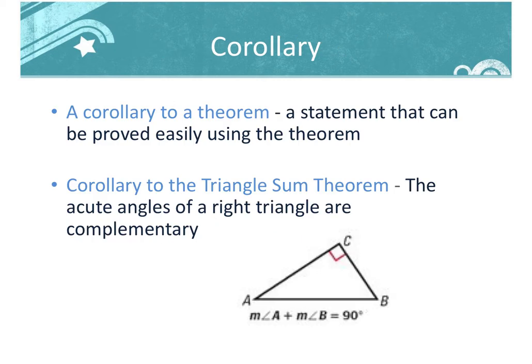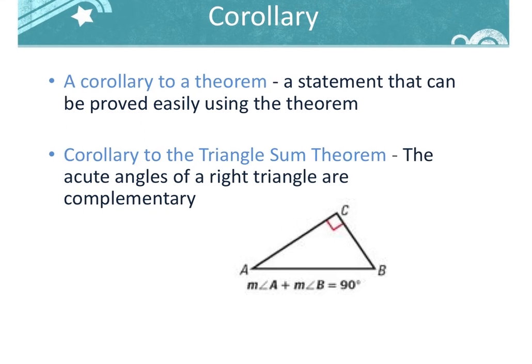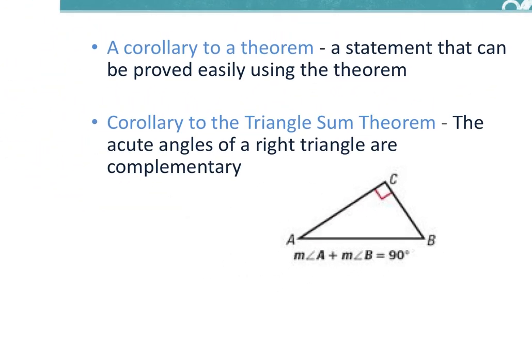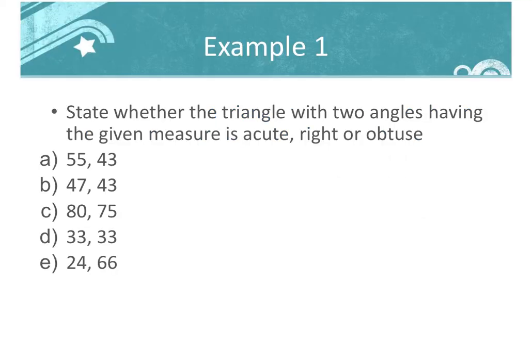So the corollary to the triangle sum theorem is that the two acute angles of a right triangle are complementary. We just proved that a few slides ago, okay? So the measure of angle A plus the measure of angle B, given that angle C is 90, those must add up to 90 degrees. Okay, so let's try some examples.